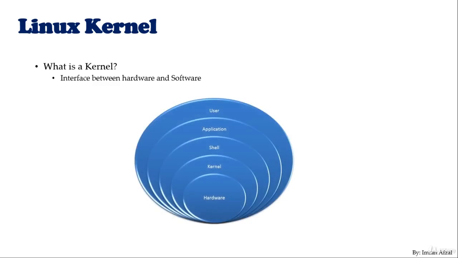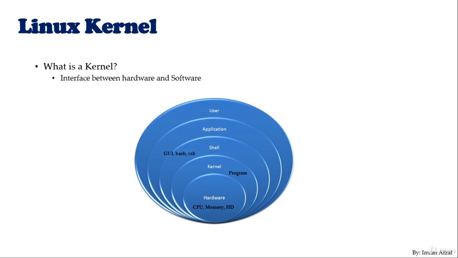Here you will see at the bottom is the hardware. And what is that hardware? Hardware is like CPU, memory, hard disk, and any outside hardware peripheral devices. Then you have the kernel. A kernel is a program that is stored inside of your operating system. It's like a program, a command that keeps on running.